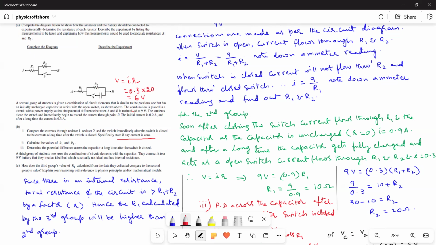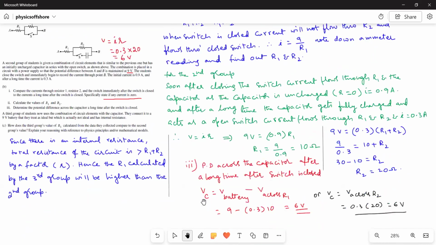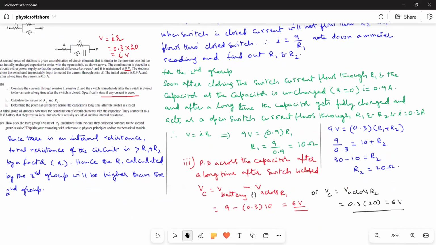There is another way to calculate the same thing. We know the total voltage of the circuit is 9 volts, the DC supply is 9 volts. V capacitor is equal to V battery minus V across R1. So the battery is 9 volts, and then the voltage across R1 is IR.